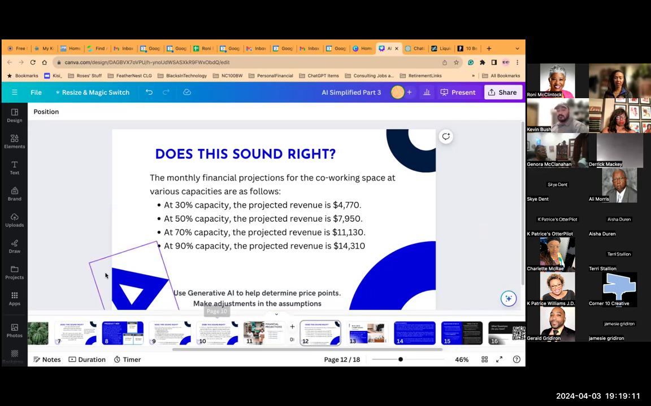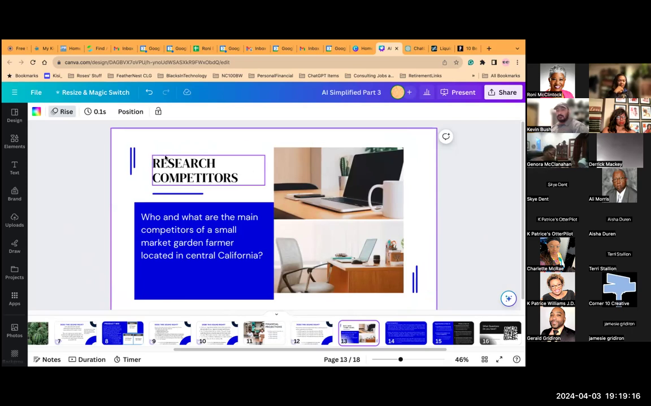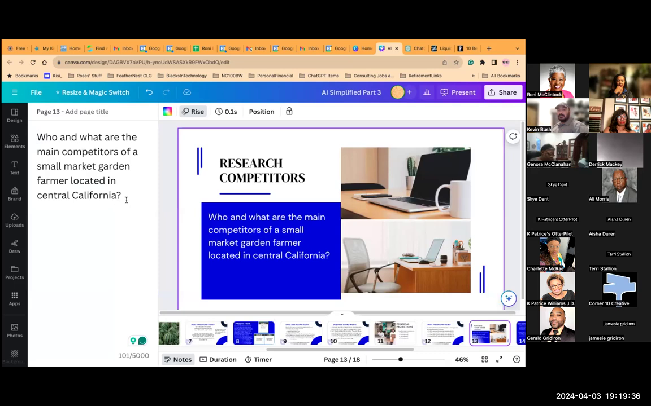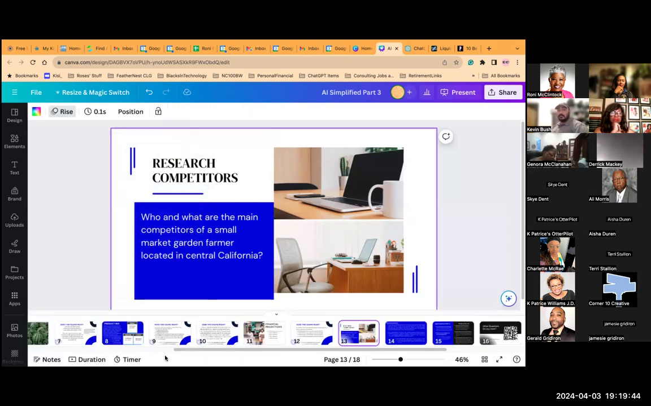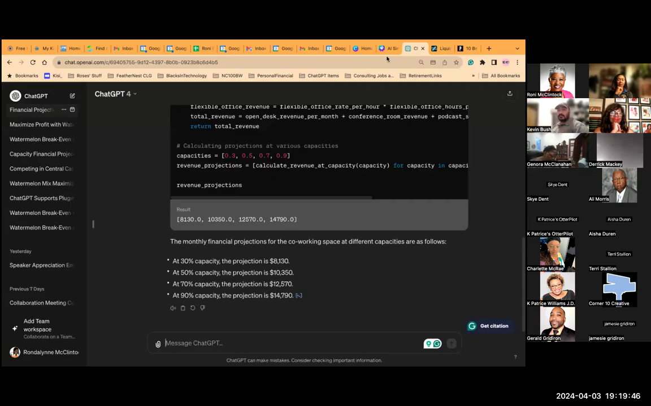Okay. So I have one more thing I want to show you all. And this is how you can use this to research your competitors. So going back to Dr. Evelyn's business, I wondered who and what are the main competitors of a small market garden farmer located in Central California. Okay, very high level, not a lot of detail, but let's see what ChatGPT can share with us regarding that. Maybe you know who your competitors are. Maybe there are some competitors you hadn't considered.